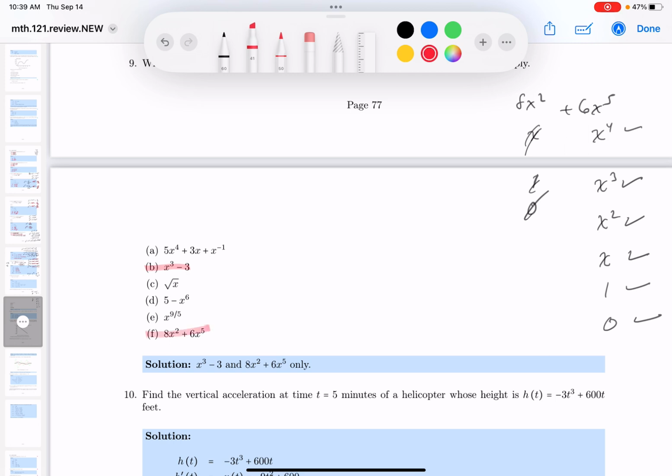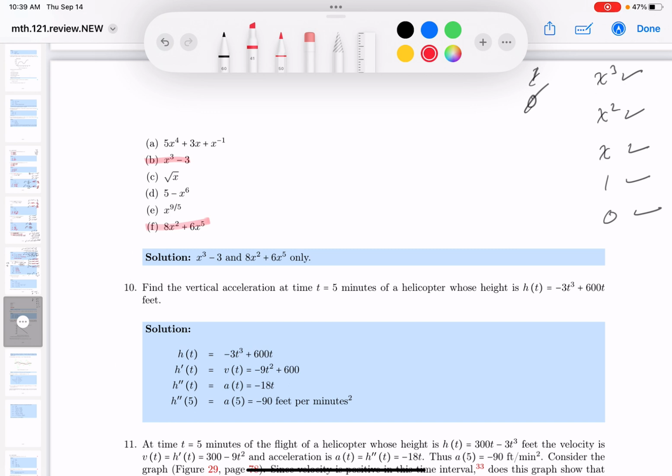So there's 2 of them that fit that. Look in the blue area, make sure they said that. Solution, it said that this one fits the description and this one. Only these 2 fit that description.